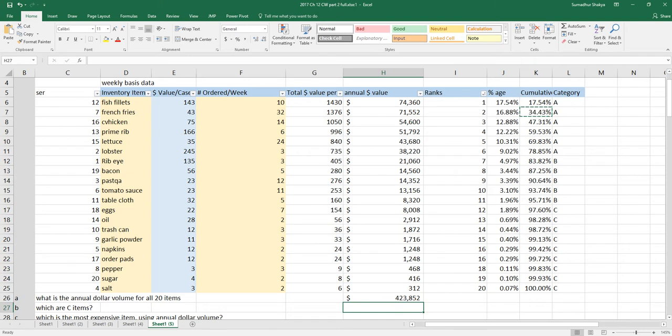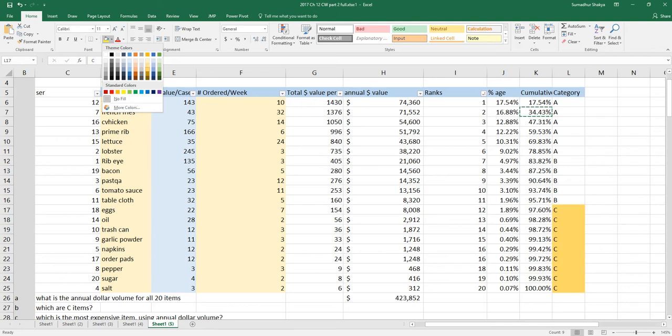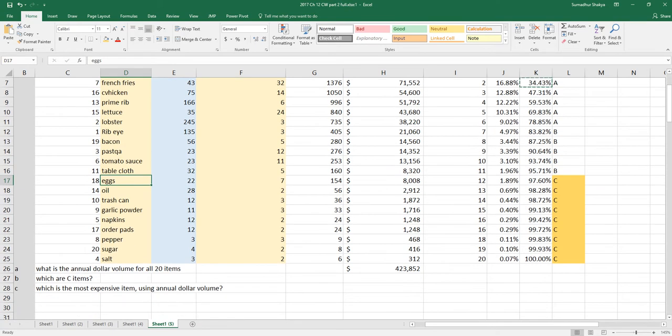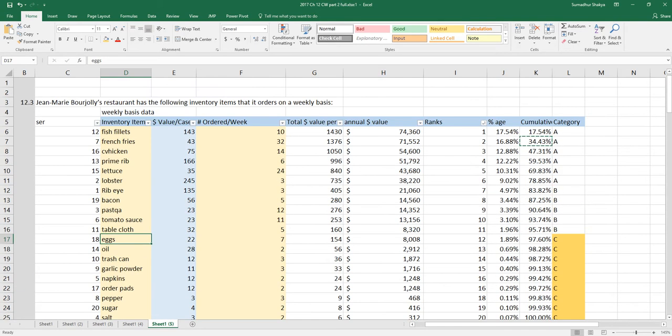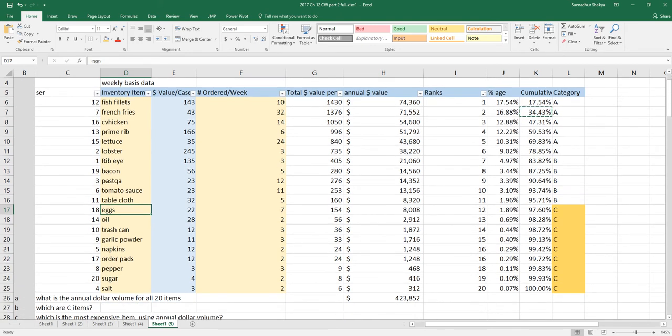What are the C items? The C items would be these. Okay. So these are the C items. You can name them: eggs, oil, trash can, garlic powder, napkins, and so on. What's the most expensive item using annual dollar value? So this would be fish fillet.